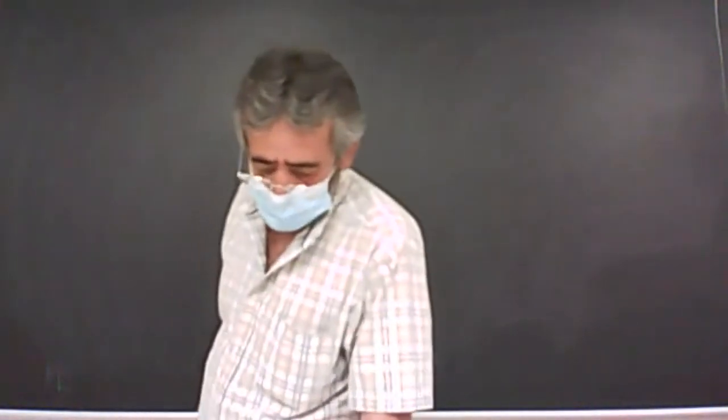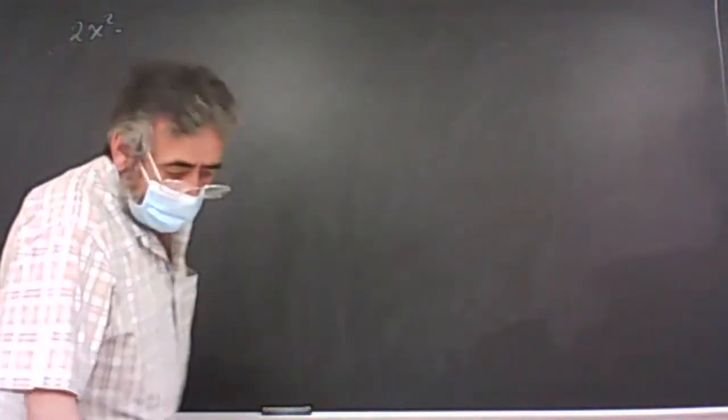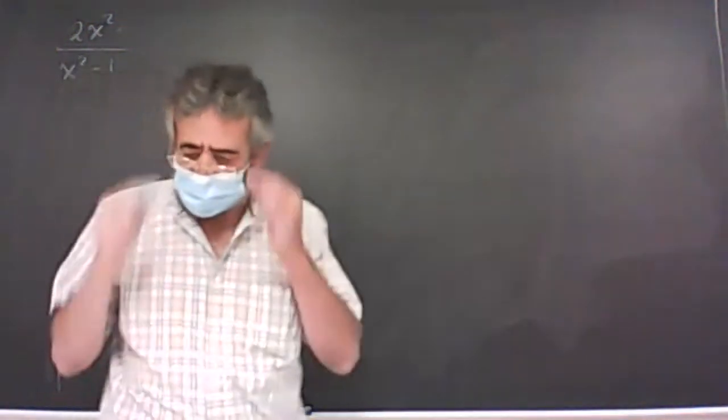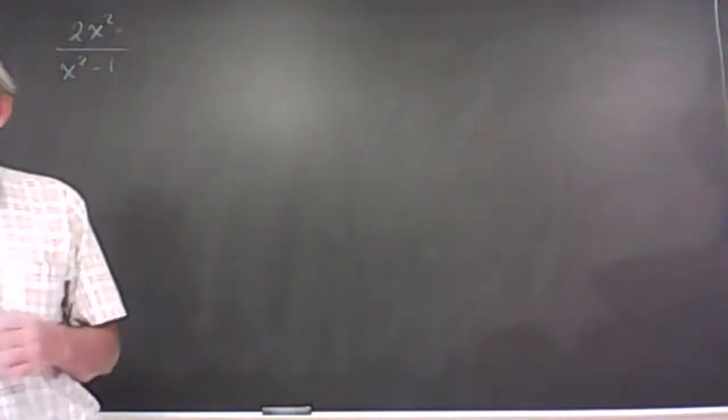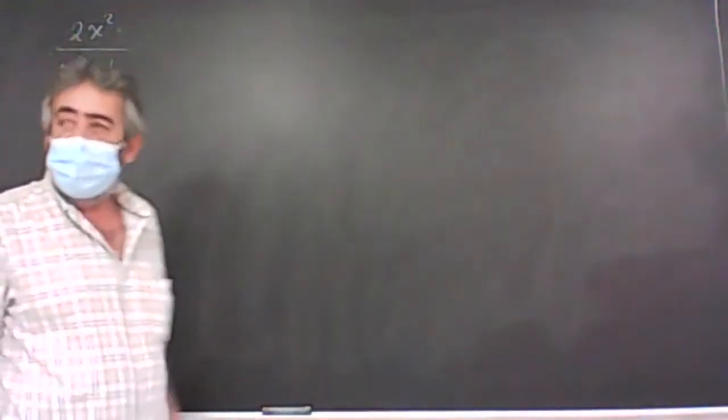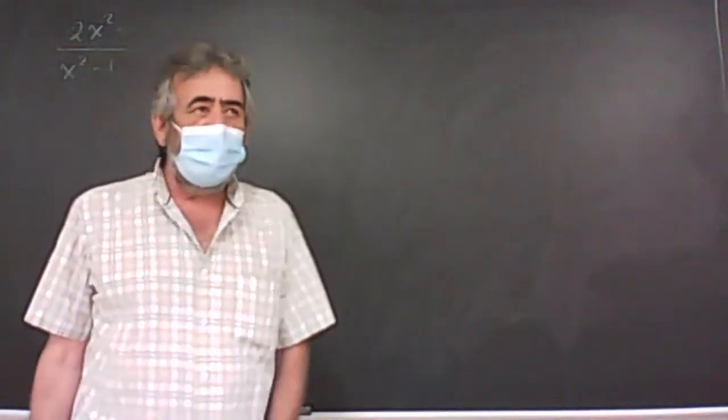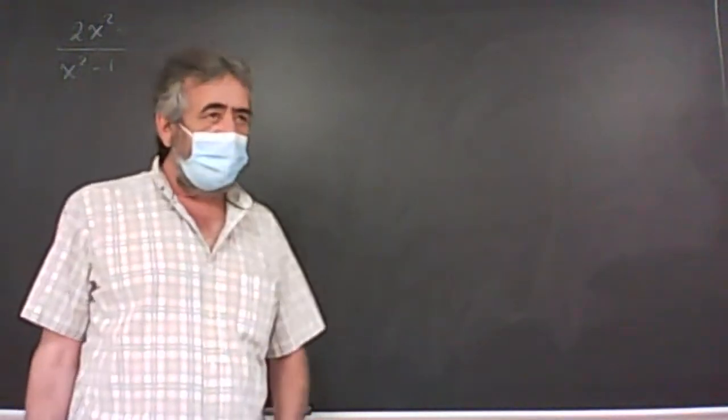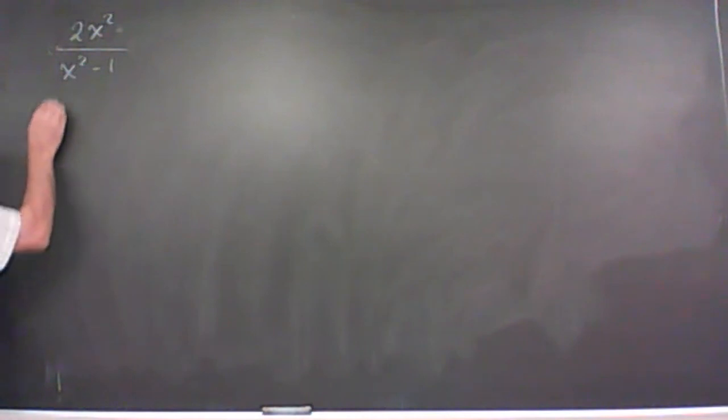Okay, we have 2x squared divided by x squared minus 1. So we need to find all asymptotes. For now, we're only talking about horizontal and vertical. We're not talking about any other asymptotes. There are other asymptotes, but for now we're talking about these. How do I find vertical asymptote?